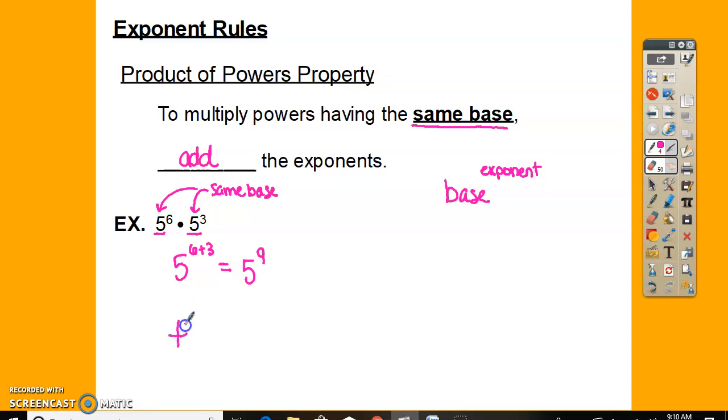One important piece that tends to be a big mistake here is that you do not multiply the bases. The base stays exactly the same. It stays a 5 in this case. The only thing you're changing is the exponent. Okay, so we're going to look through a set of examples.